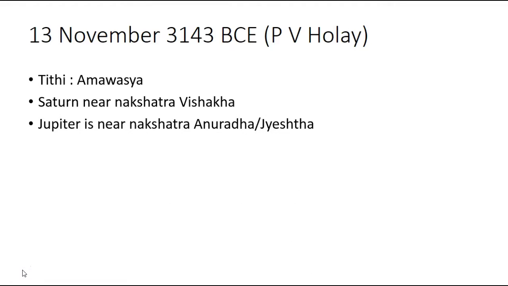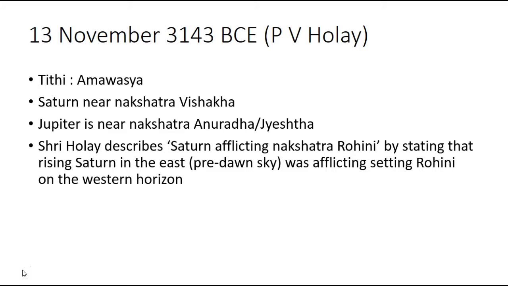Jupiter was near Nakshatra Anuradha Jyeshtha, so it can also be considered near Vishakha as a visual observation. And Shri Hole described Saturn afflicting Nakshatra Rohini by essentially saying that rising Saturn on the eastern horizon was afflicting setting Rohini on the western horizon. Let us look at another claim for the first day of Mahabharat war, 22nd November 3067 BCE.